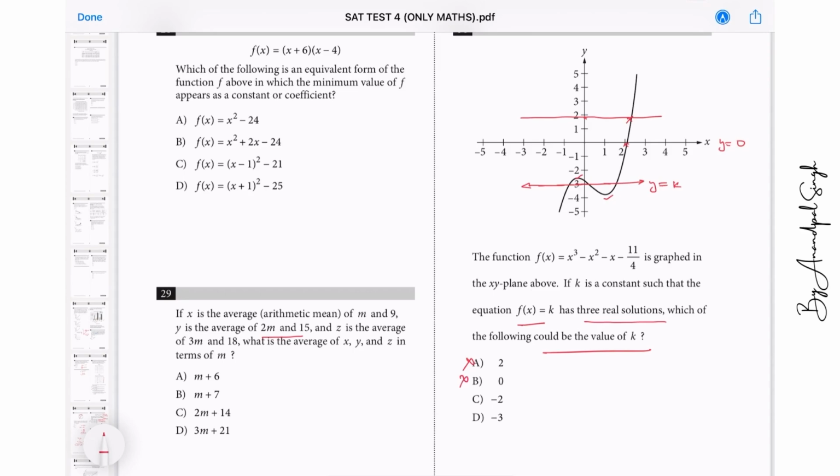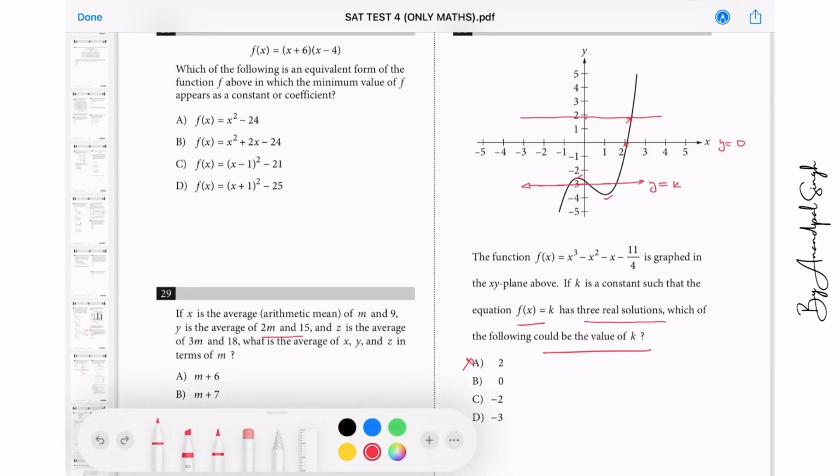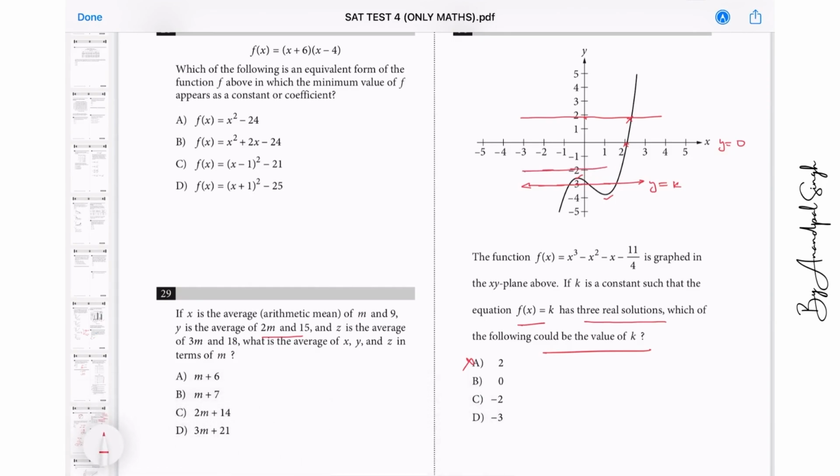It cannot be minus 2, because if I draw y equals minus 2, that will simply go above this. So I will go with D, because when I draw y equals minus 3, it cuts the graph at 3 points. See, these 3 points: 1, 2 and 3.